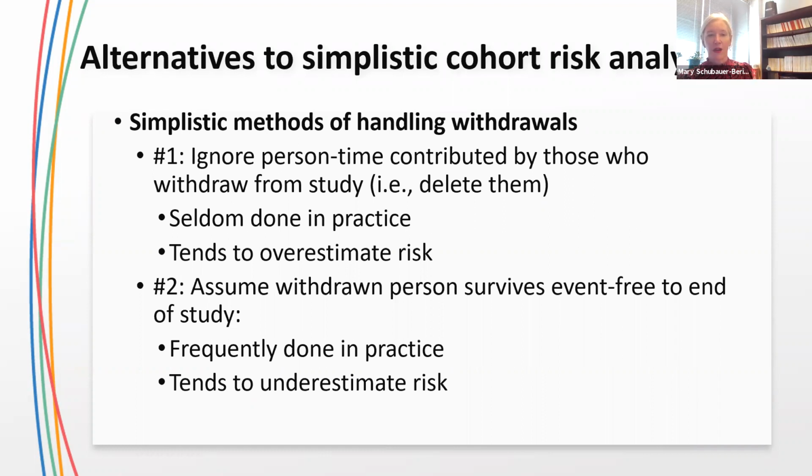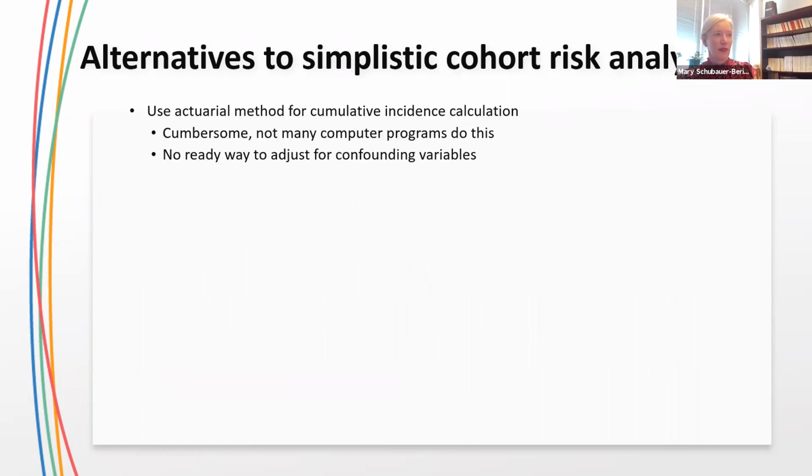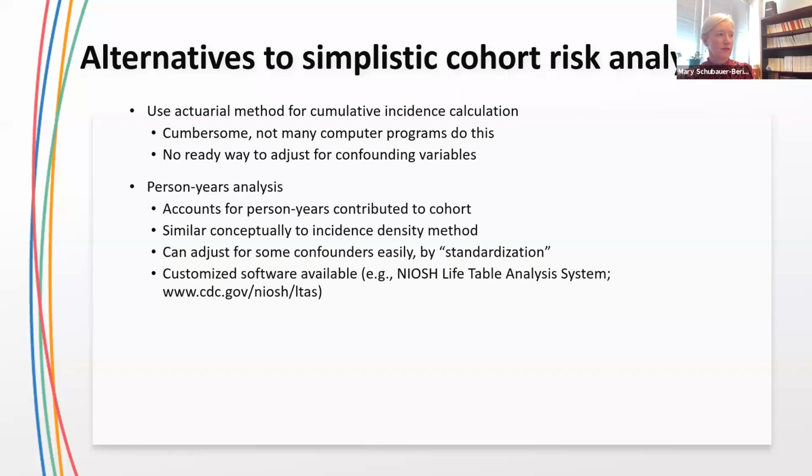This is commonly done in practice, and it would tend to underestimate the risk in that cohort. You could use the actuarial method for cumulative incidence calculation. This is cumbersome, and as I mentioned, it's sort of an antiquated form of control. It doesn't allow for easy ways to adjust for confounders.